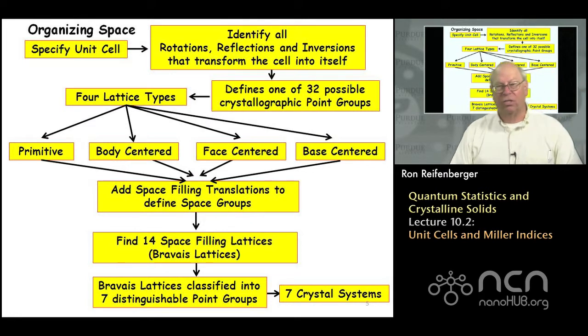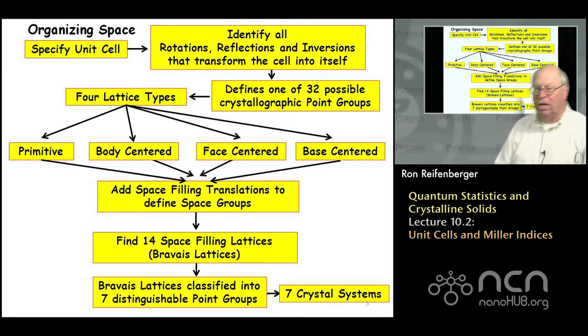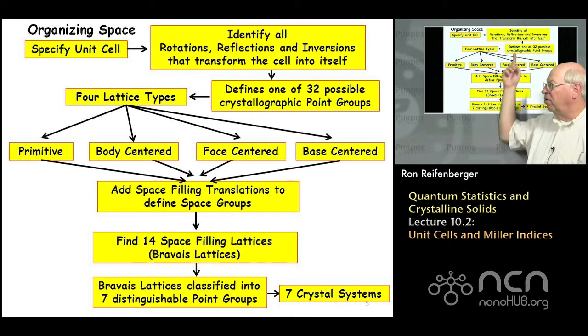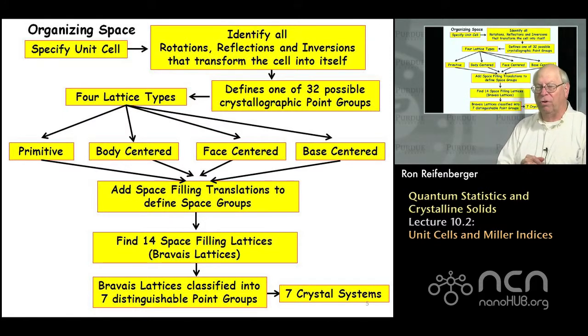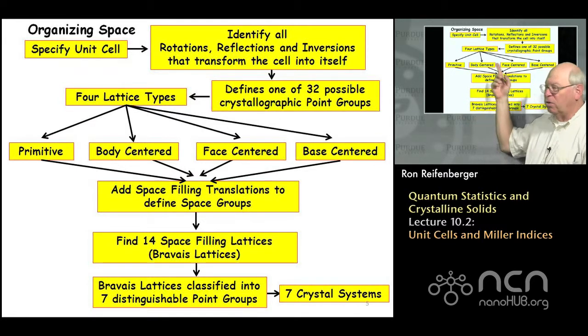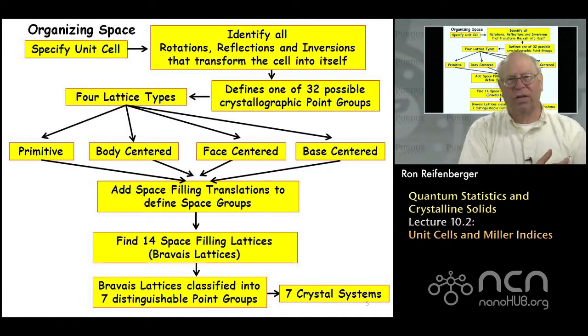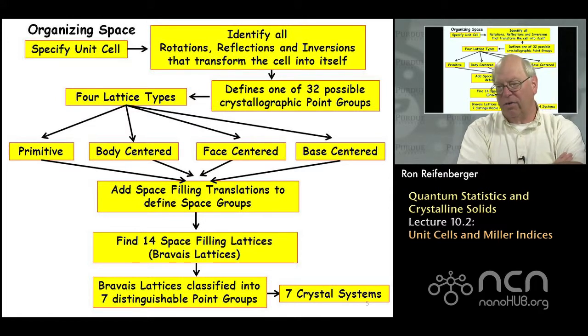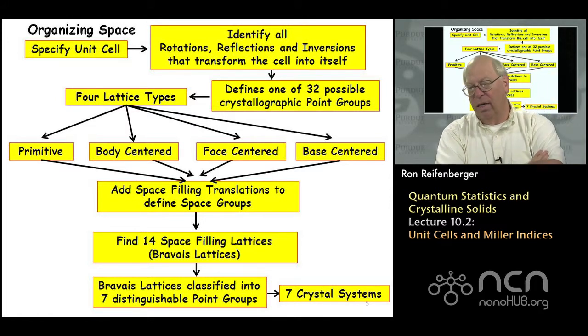Surprisingly, these rotations, reflections, and inversions only define 32 possible crystallographic point groups. So of all the crystalline solids that have ever been discovered, there's only 32 possible point groups to describe the sets of rotations, reflections, and inversions that characterize each of those unit cells.